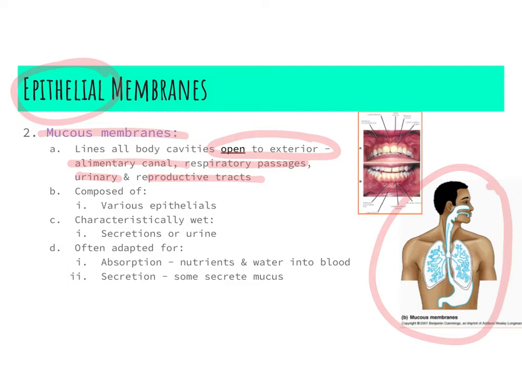Mucous membranes are made of lots of different types of epithelials, so not just one type in this case. We've talked about a few already. We know that our respiratory tract is lined with that pseudostratified ciliated columnar, which produces mucus. We know that our digestive tract is lined with simple columnar. So there's our esophagus is lined with stratified squamous. So there's various epithelials that make up these particular membranes.